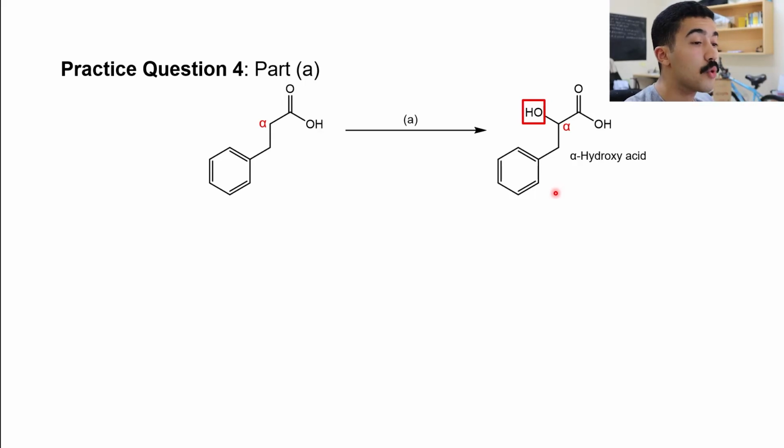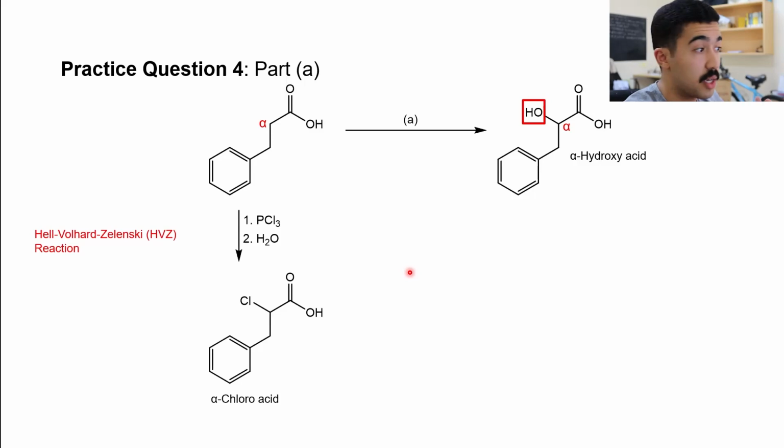Now, we need to think of what are the good reactions that we are aware of that enable us to add a good leaving group to the alpha carbon. Well, what are good leaving groups? Halogens. Great. What reactions fulfill that criteria, enabling us to add a halogen to the alpha carbon and then replace it with a hydroxyl group, forming our alpha-hydroxy acid? Well, the best answer in this case is the HVZ reaction, the Hell-Volhard-Zelinsky reaction, which involves the use of PCl3 and H2O to form an alpha-chloro acid.